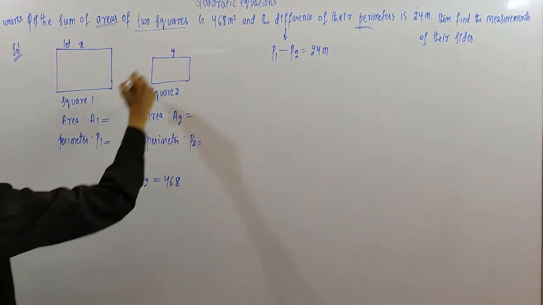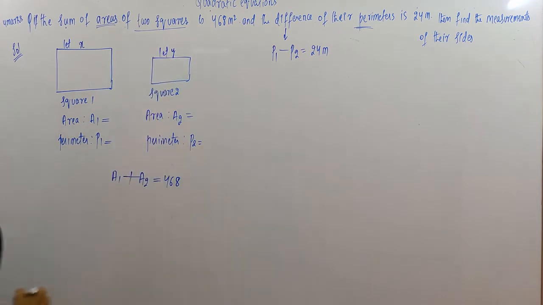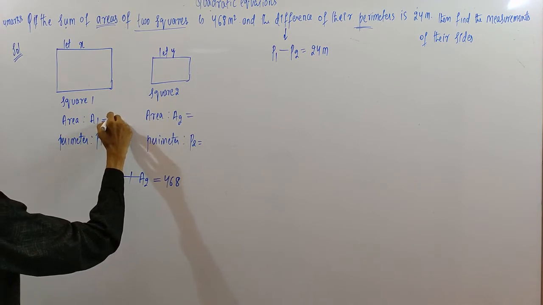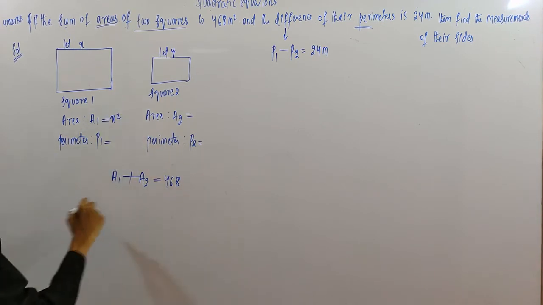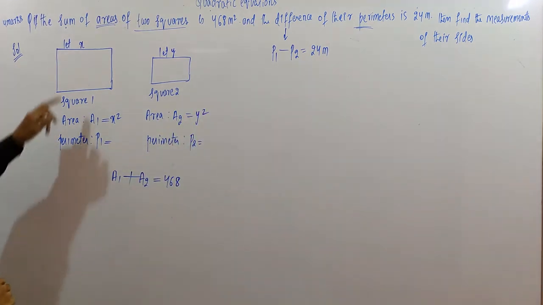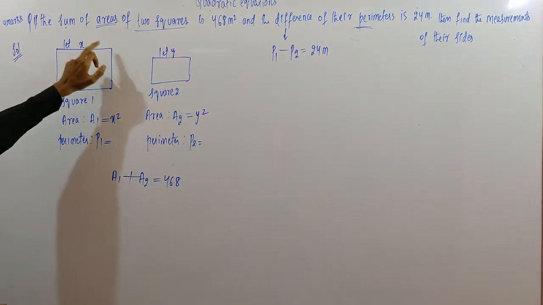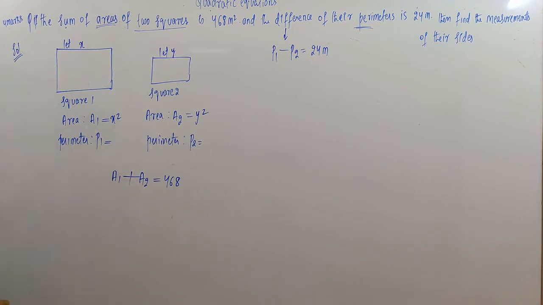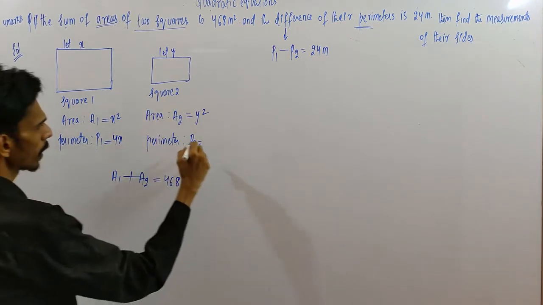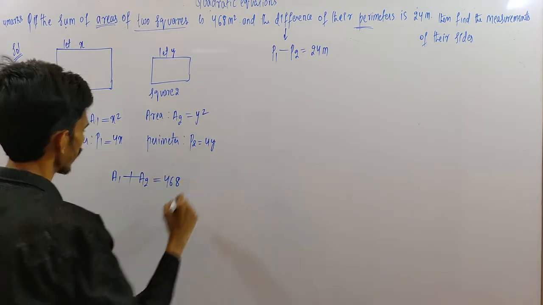Suppose these two values. Let x and y be the sides of the respective squares. So the area will be side into side. We have x into x, so it will become x square, and this will become y into y, y square. Perimeter means sum of all the sides. So x plus x plus x plus x, 4 times x, it will become 4x. So here it will become 4y.